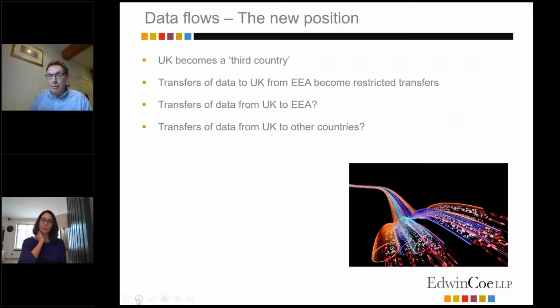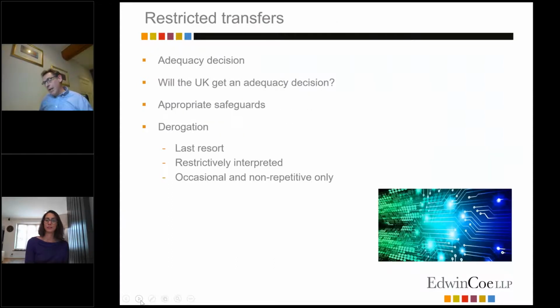For other countries, so countries where there's not a finding of adequacy, you've got to find a different way to do it. So let's look first at transfers from the EEA to the UK.